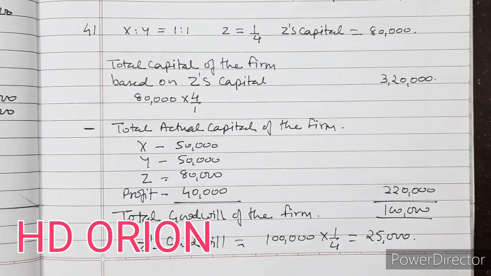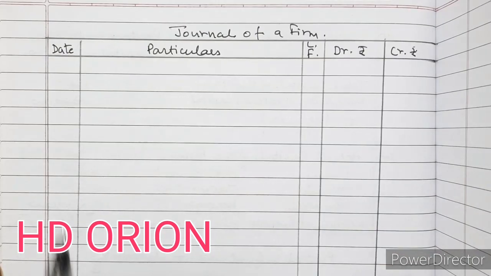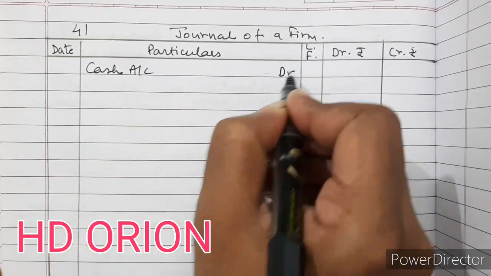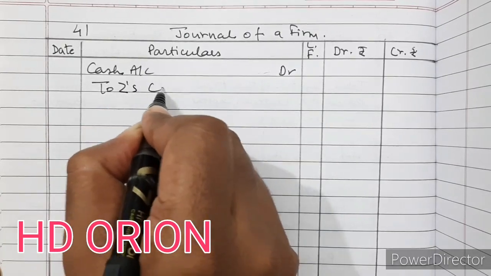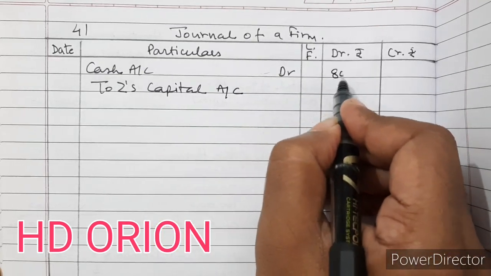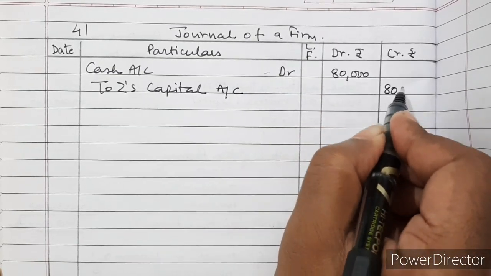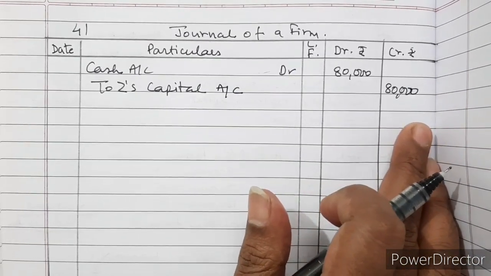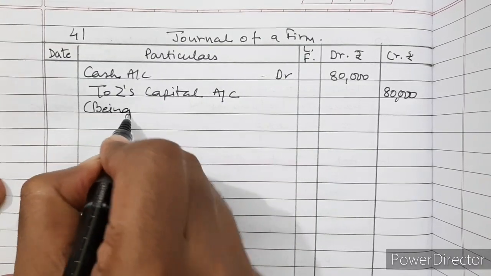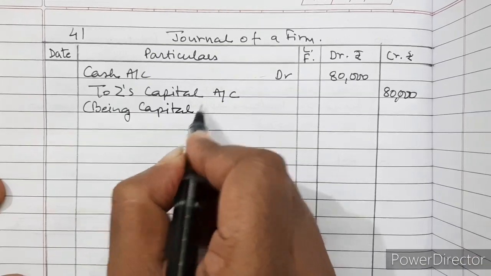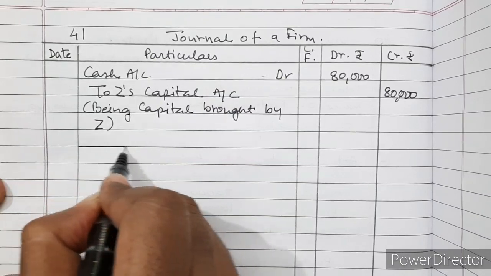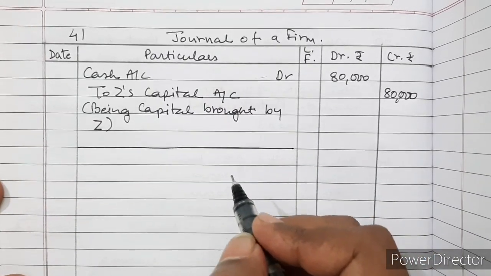Let us see the journal entry for this. Solution 41, cash account debited to Z's capital account, 80,000. Being capital brought by new partner Z, but he has not brought his portion of goodwill.